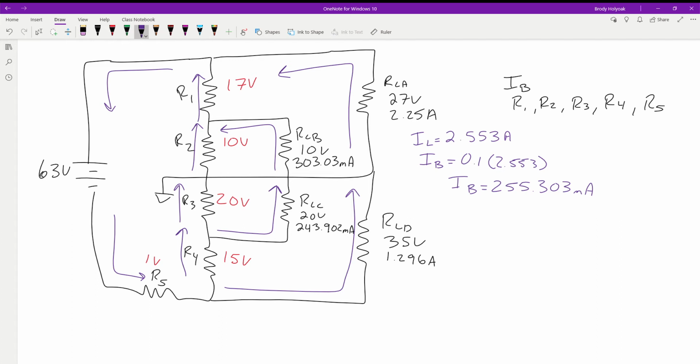Okay. So we have our bleeder current, and we've already determined that it's the top portion. So our bleed current is going to be right here: 255.303 milliamps going up in that direction.